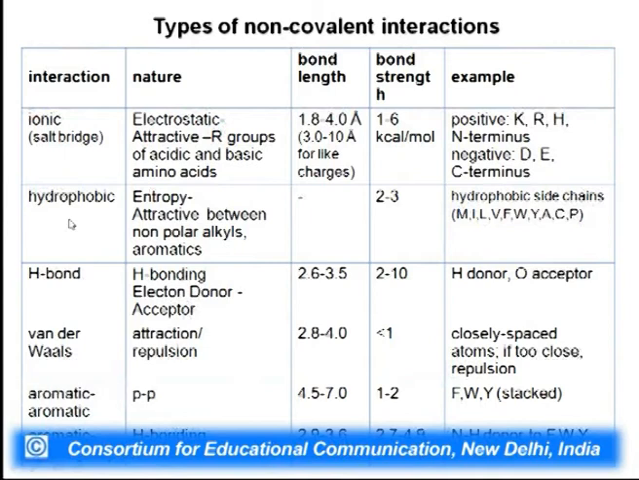You have hydrophobic, which is also 2 to 3 kilocalorie per mole, and these are also attractive forces, but you also know that the hydrophobic effect has to balance the hydrogen bonding. So, you have hydrogen bonding, which is a weak interaction, 2 to 10 kilocalorie per mole. Van der Waals are the weakest of electrostatic interactions, less than 1 kilocalorie per mole.